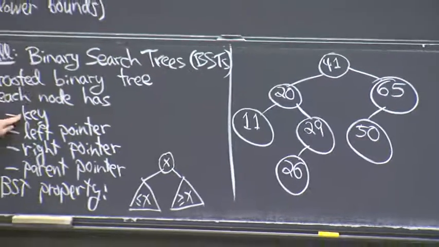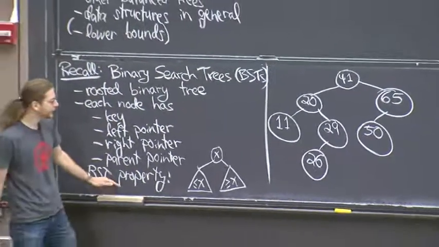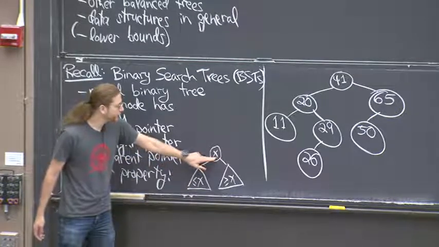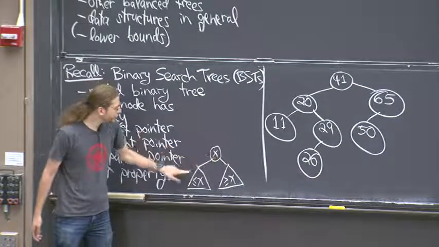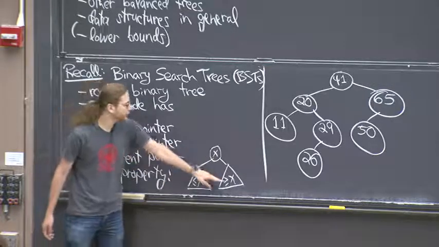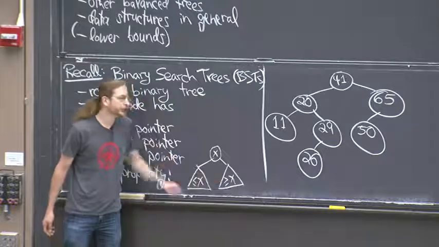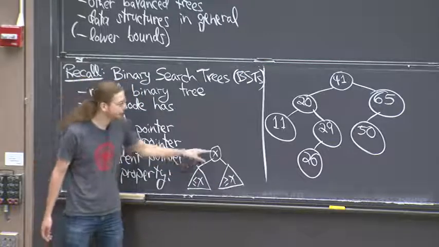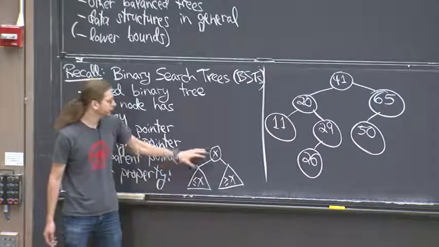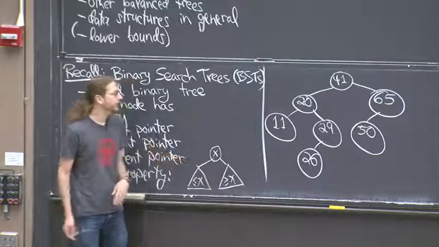You store a key in every node, and you have this BST property, also called the search property, that every node, if you have a node that stores key x, everybody in the left subtree stores a key that's less than or equal to x, and everyone in the right subtree stores a key that's greater than or equal to x. So not just the left and right children, but every descendant way down there is smaller than x. Every descendant way down there is greater than x.